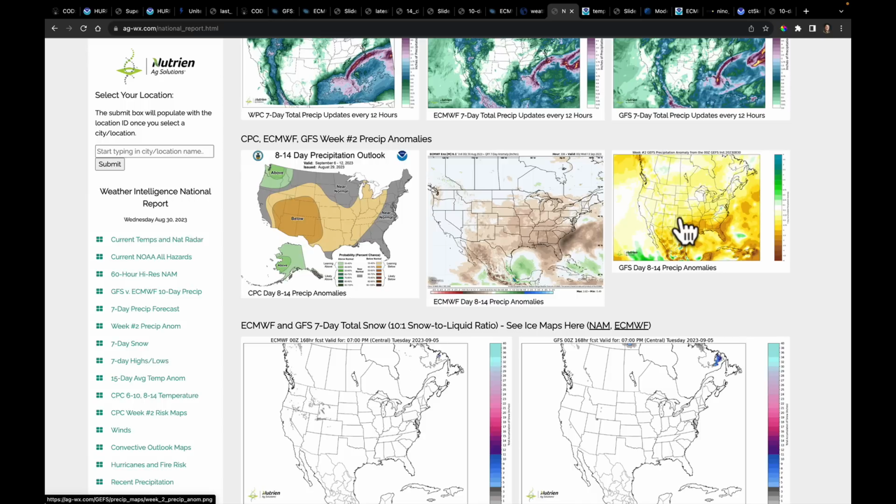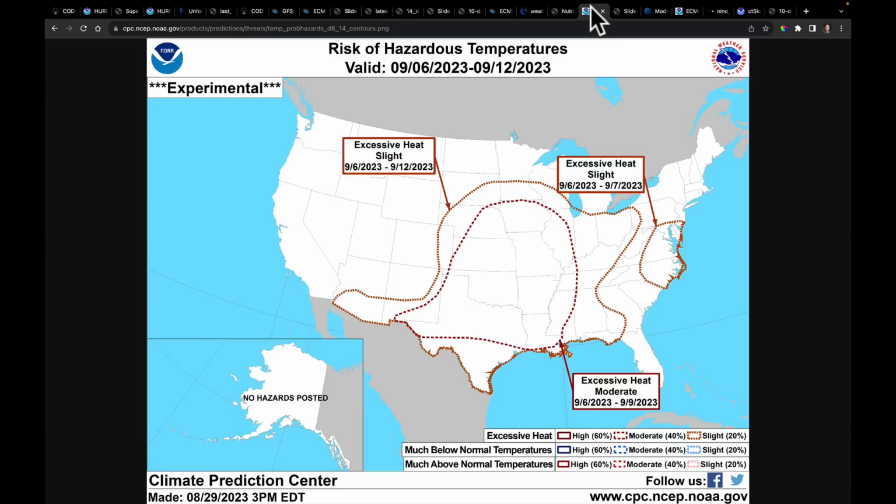If there's a spot that has better chances out there from September the 6th through the 12th of having above normal rainfall, it's going to be the Pacific Northwest. On the temperature side of this, the CPC has continued to alert us to the risk of excessive heat coming in multiple waves in this section of the country.